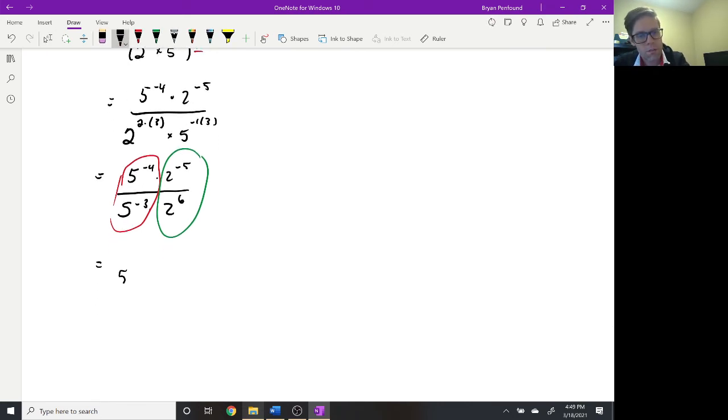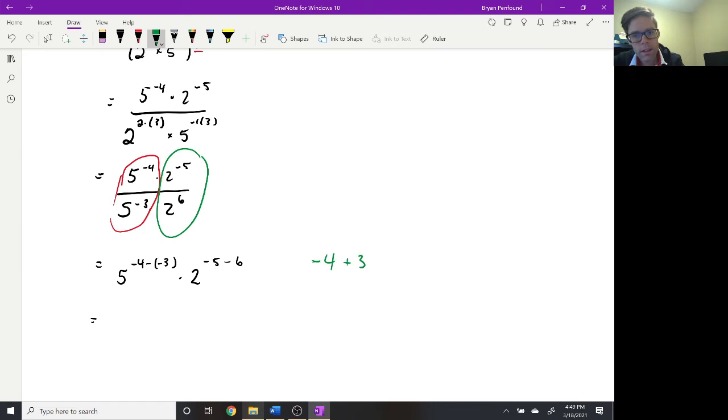Okay, so for 5, we get negative 4 minus negative 3. Again, be careful, this is a subtraction of integers. And we're going to get 2 to the negative 5 minus 6. If you need to, do a little scratch work over on the side.